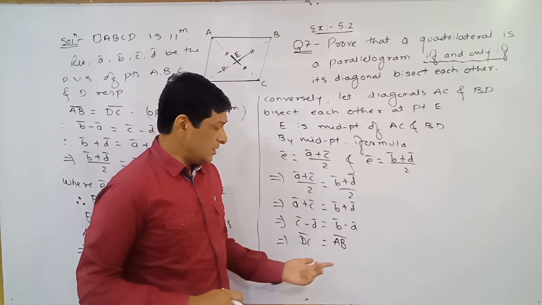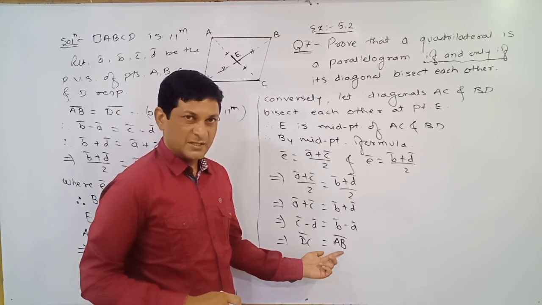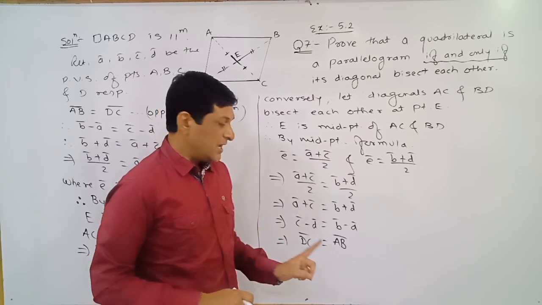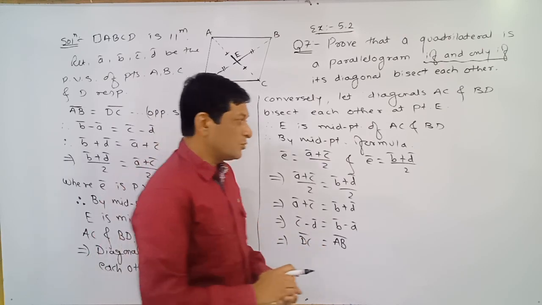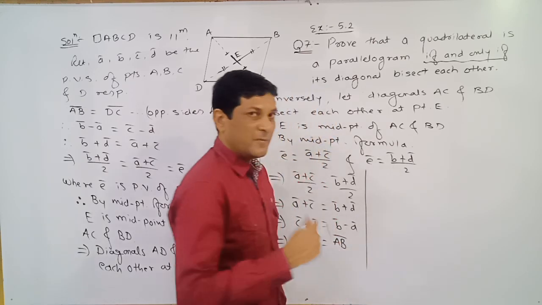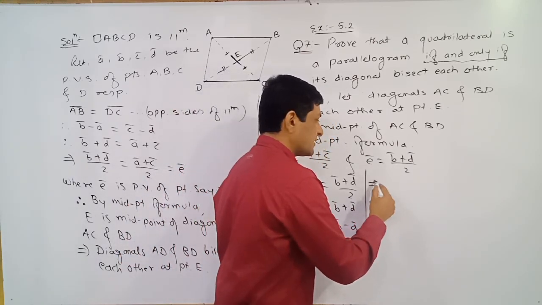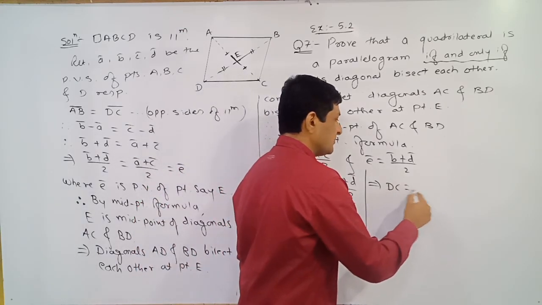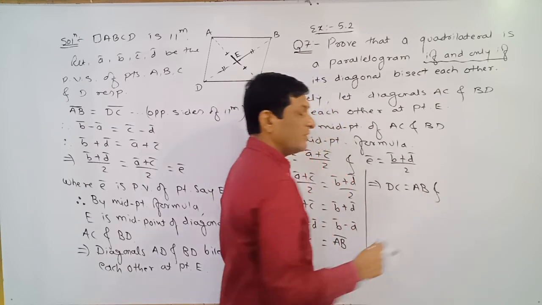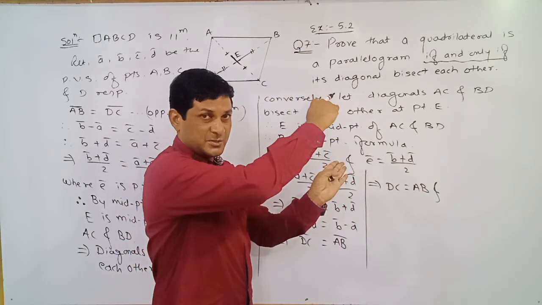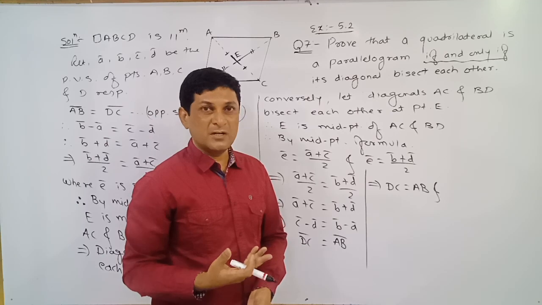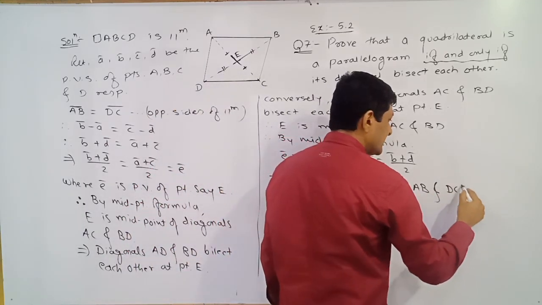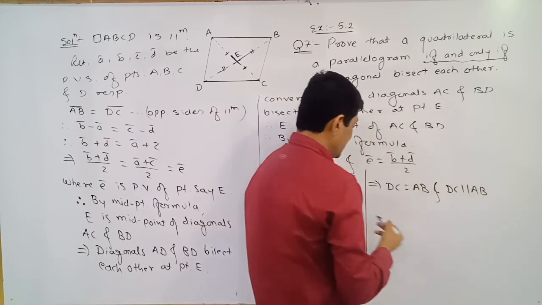Now observe these two sides very carefully. Both sides are vector quantities, and both vectors are equal. If two vectors are equal, then by the definition of equality of vectors their magnitudes are equal, meaning DC is equal to AB, and they are in the same direction. If they are in the same direction, our conclusion is that they are parallel to each other. Means DC is parallel to AB.